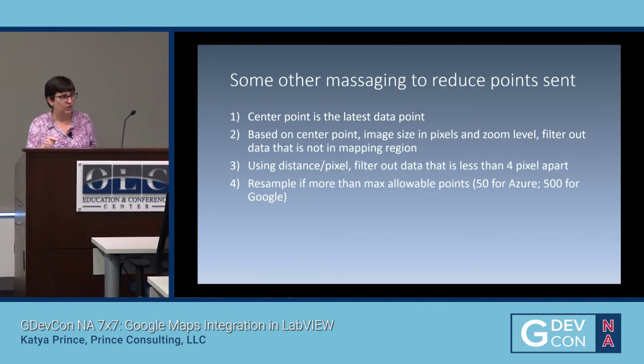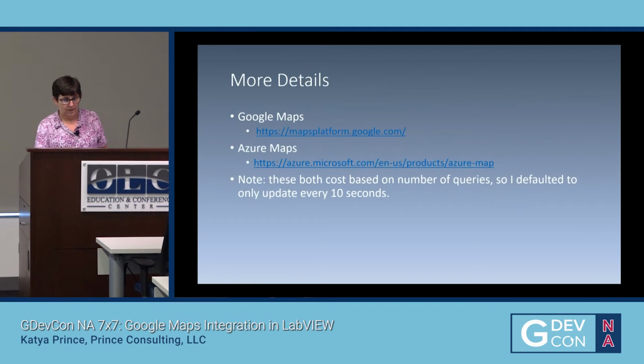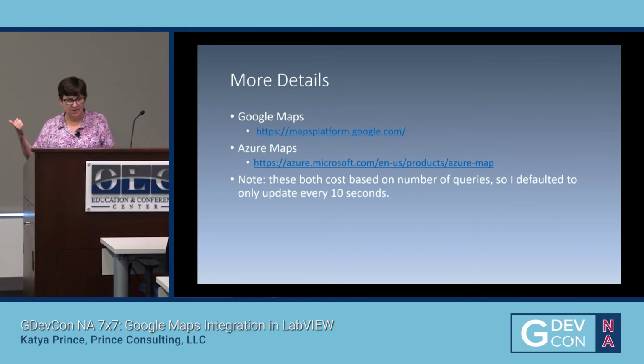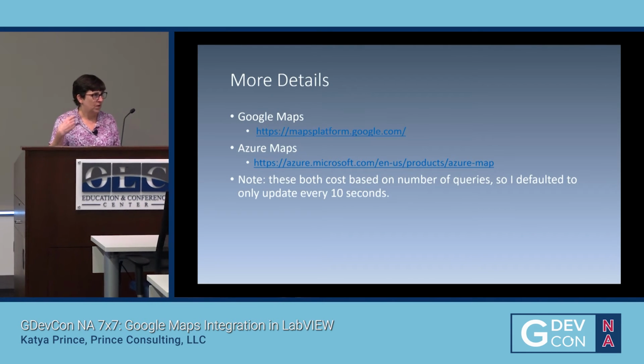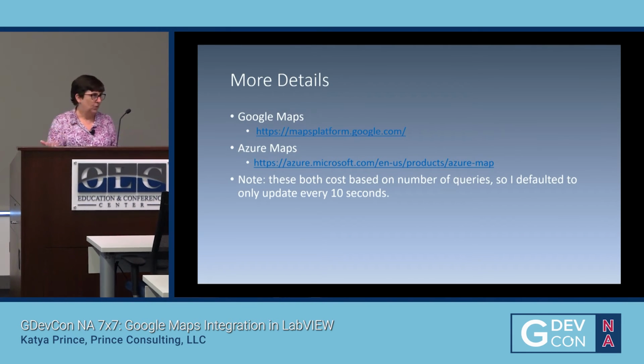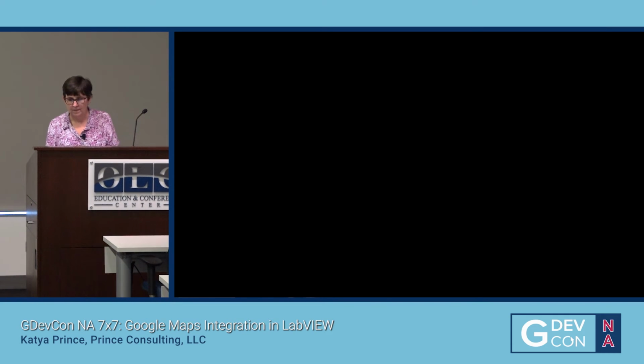And then I also resampled if necessary, because the Azure map only lets you put 50 points on, and Google has 500 points. If you guys want details, it's there. Like I said, it does cost a little bit every time you do a query. So based on that, I only update it every 10 seconds. So let's see what it looks like.